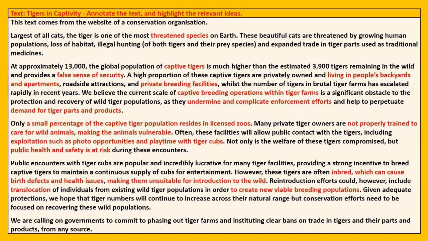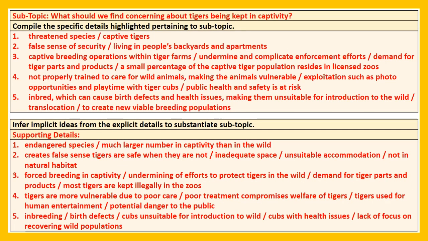Carefully read and annotate the text, highlighting the relevant ideas according to the subtopic. Compile the specific details highlighted pertaining to the subtopic. Arrange associated concepts into coherent groups. Infer implicit ideas from the explicit details to substantiate the subtopic.